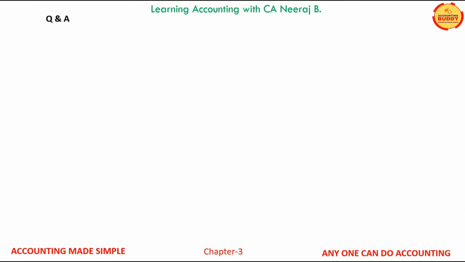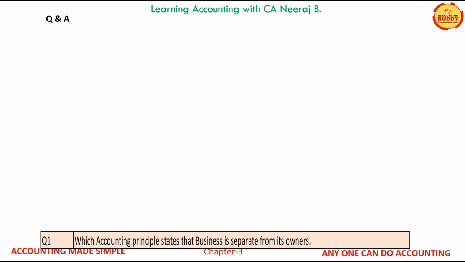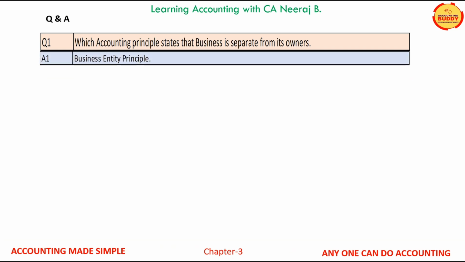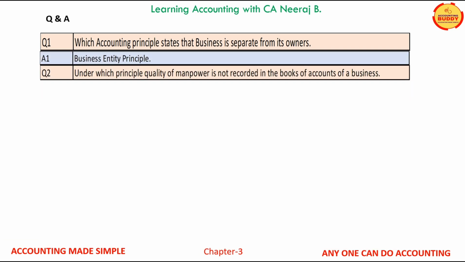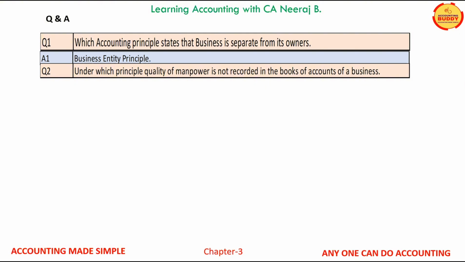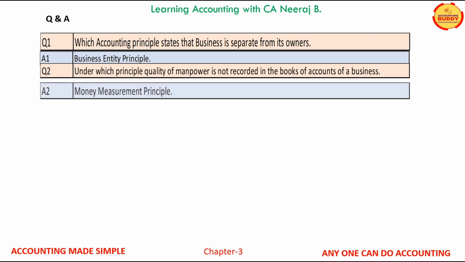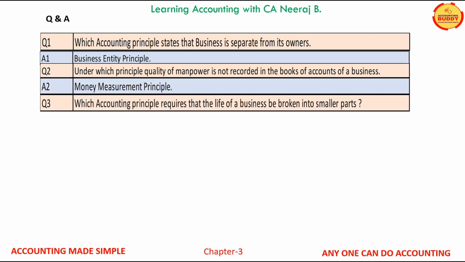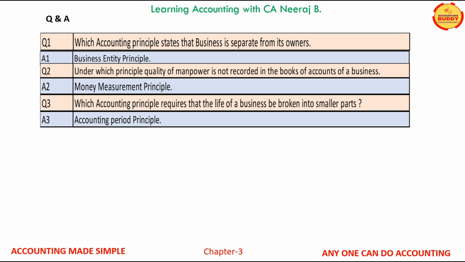Let us now answer a few questions related to accounting principles which we have learned in today's video. Question number 1. Which accounting principle states that business is separate from its owners? The answer is business entity principle. Question number 2. Under which principle quality of manpower is not recorded in the books of accounts of a business? The answer is money measurement principle. Question number 3. Which accounting principle requires that the life of a business be broken into smaller parts? The answer is accounting period principle.